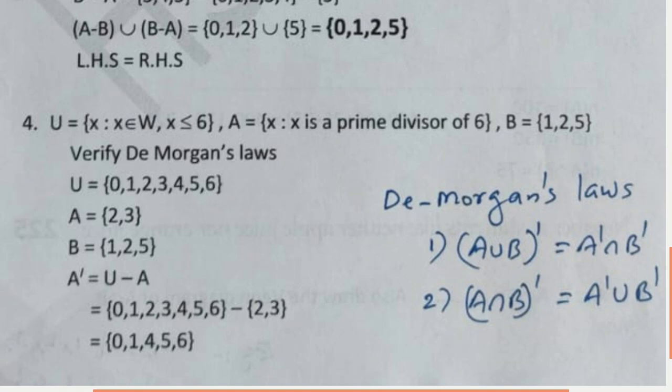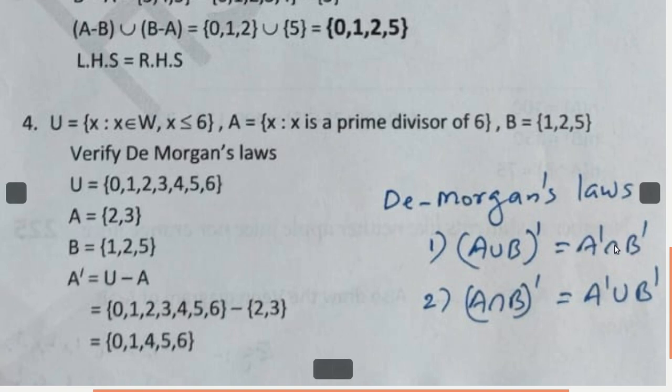For that, to prove A union B whole complement, we have to find A union B. Here A is {2, 3}, B is {1, 2, 5}. Then A union B can be calculated. Then A union B whole complement means what? The elements of A union B are to be eliminated from this U. Okay, let us check that.